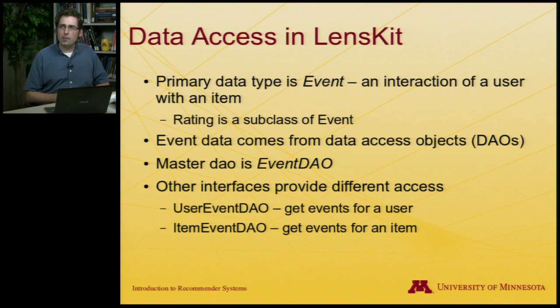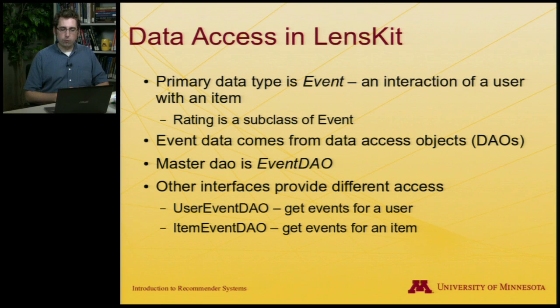Now I'll talk just a little bit about data access in LensKit before we talk about how an algorithm is structured. The primary data type in LensKit is an event, which is some user interacting with an item, and it may have a timestamp. Rating is one subclass of event that is a user rating an item with a particular value, or a user unrating an item.